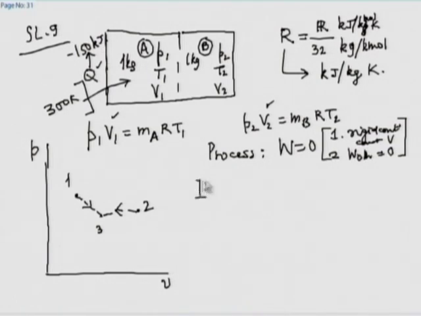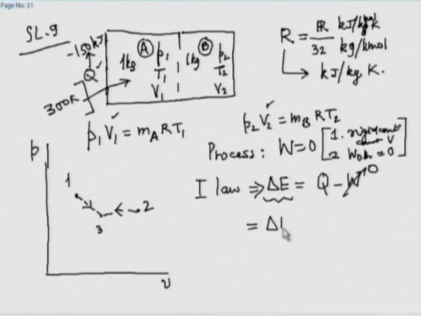Now the first law will be delta E is Q minus W, W anyway is 0, and we will assume it to be stationary, so we will assume delta E to be delta U. This is an assumption again. So delta U is Q, Q is given. And delta U will be written down in two parts. Delta U will be delta U of part A plus delta U of part B.